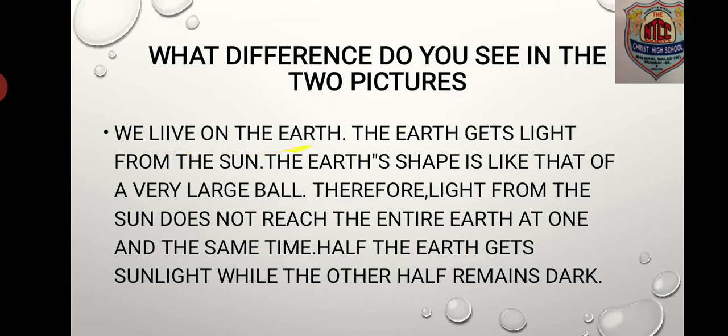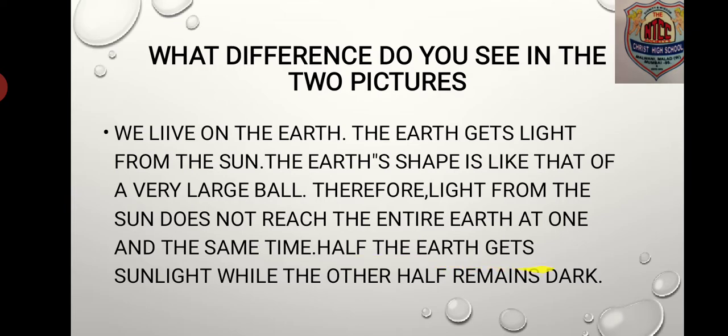We live on the earth. The earth gets light from the sun. The earth's shape is like that of a very large ball. Now children, as you know, we get light from the sun. We are studying from the first, second standard that the earth gets light from the sun, and the earth's shape is like that of a very large ball. Therefore, light from the sun does not reach the entire earth at one and the same time.